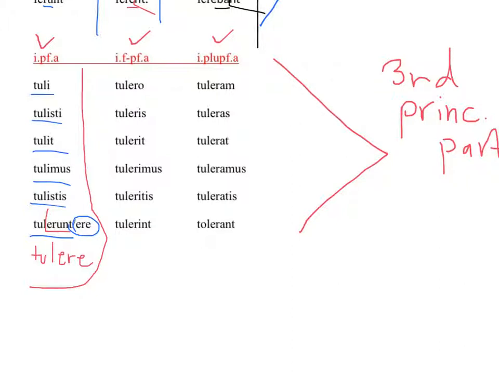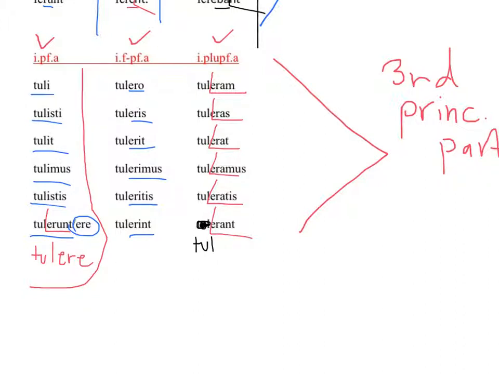The future perfect, again, is perfectly regular as long as you know the third principal part is TUL. You just add o, ris, rit, rimus, ritis, rint, as you always have for the future perfect, even for regular verbs. And the same thing applies for the pluperfect. It goes eram, eras, erat, eramus, eratis, erant. As long as you know it's the third principal part, the TUL is perfectly regular as long as you know what the endings are.